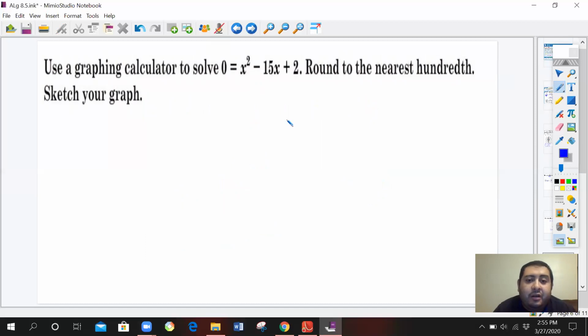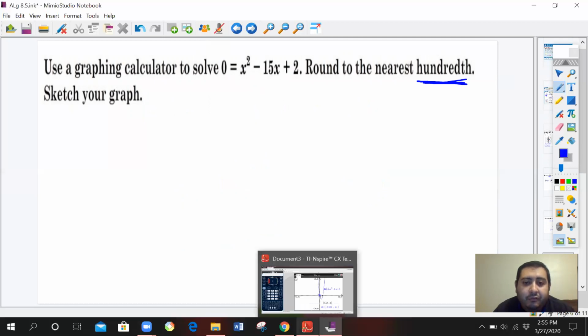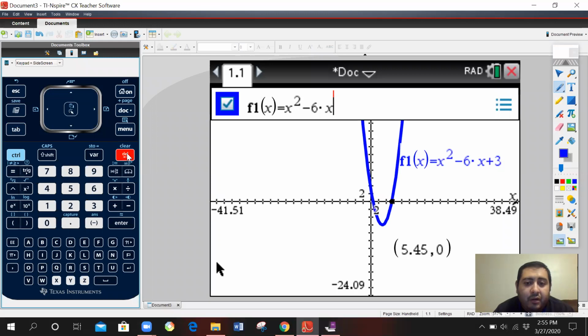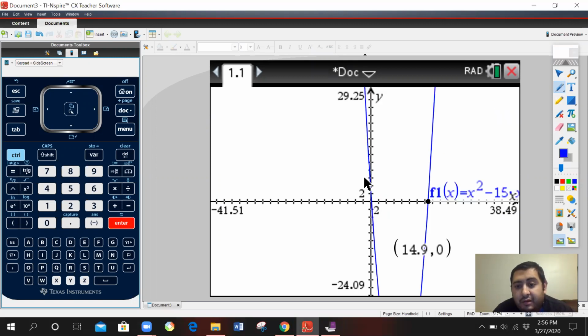Using a graphing calculator, solve 0 equals x squared minus 15x plus 2. Round to the nearest hundredth. So again, let's go over to the calculator section. Let's press tab. Let's move it up and let's go ahead and edit this expression. We have x squared minus 15x and plus 2. Enter.